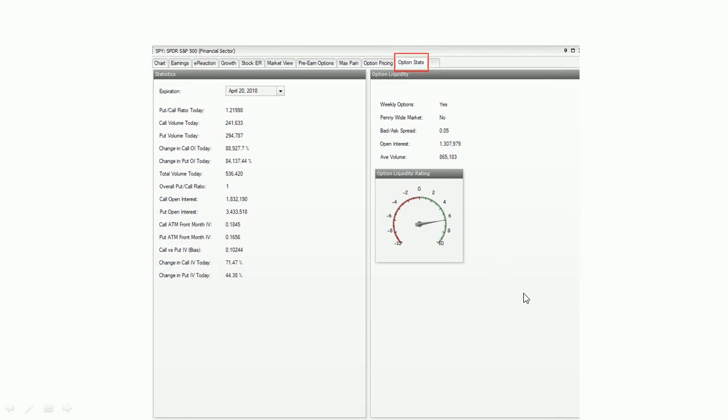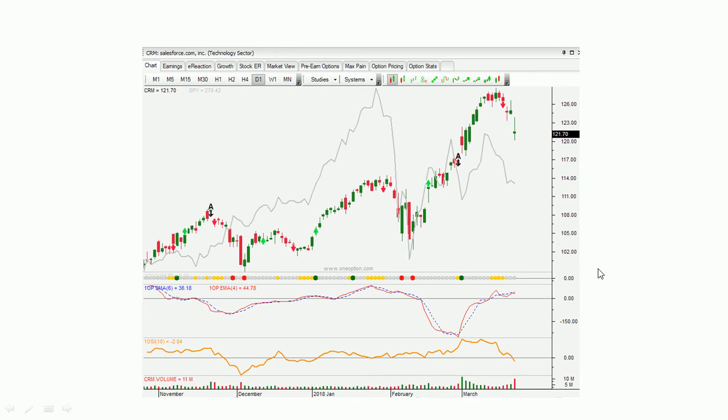And the final option analytics is the option stats tab. And again, you can select from all the expiration dates. You can see what the put call ratios are, what the at the money implied volatility is, what the change day to day is in the option implied volatility. You can take a look at the option liquidity rating. How liquid are these options? Are they going to be something that I can easily trade? Open interest. All of these are available in Option Stalker.